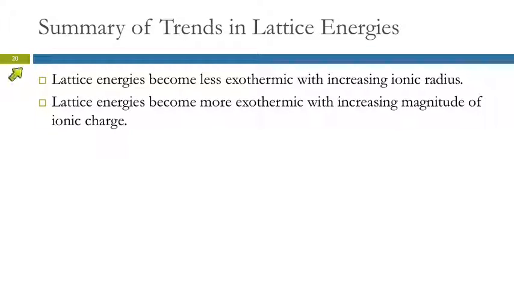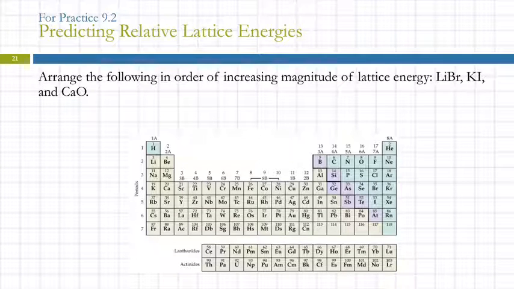So summary of the trends. Lattice energies become less exothermic with increasing radius, ionic radius, and more exothermic with increasing magnitude of ionic charge. So this is a sort of question that could show up on the next exam. Not the one today, but the one in a while.